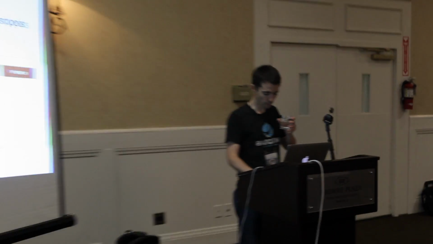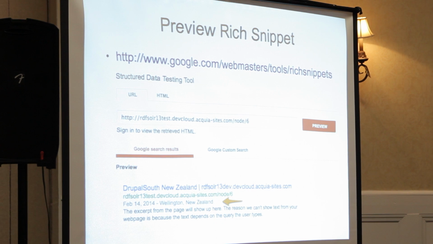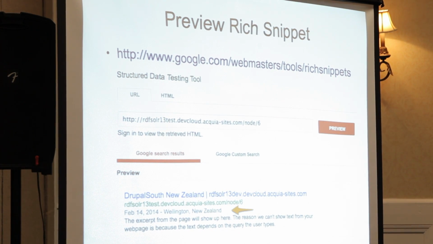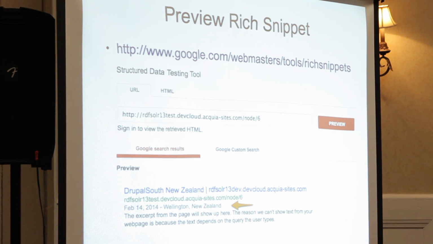So once you've done that, you want to make sure that your site is understandable by Google. There's a tool called the Rich Snippet Testing Tool, offered by Google, where you can paste your URL here, and it will tell you whether it understands the data. It can even show the date and the location, and that's picked up right from the markup.